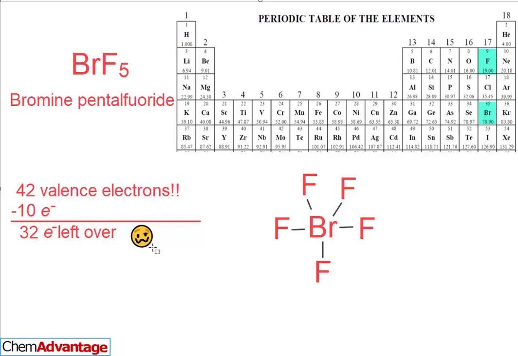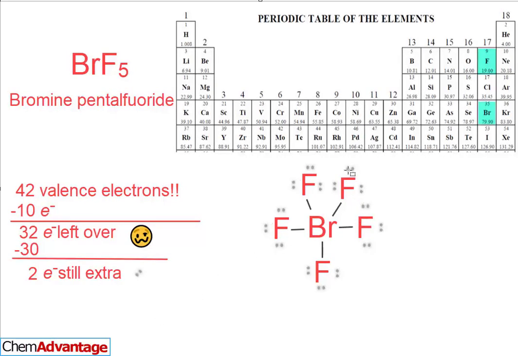We've never had to deal with that many dots around a compound before. So here's what I did. I put those little electrons in, and you can see around each one of these fluorines, it was 6. I just went 6, 12, 18, so forth, all the way up to 30. And even with 30 electrons put around these atoms, there are 2 left over. And look at our bromine. It's already got 5 pairs around it, 10 electrons.